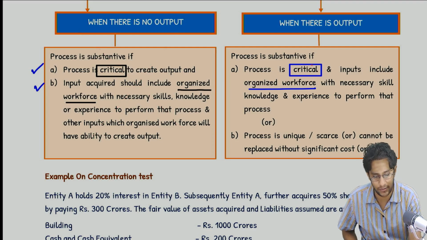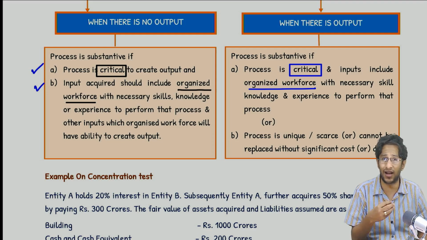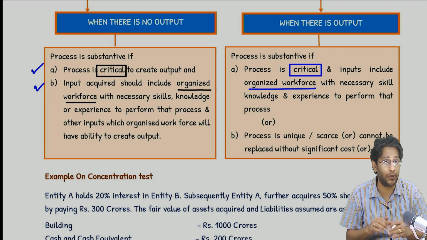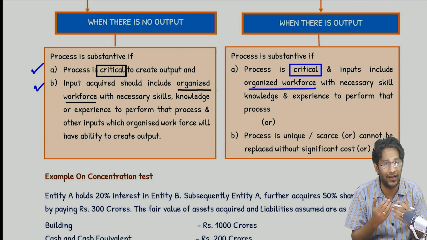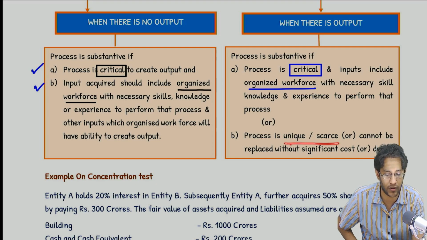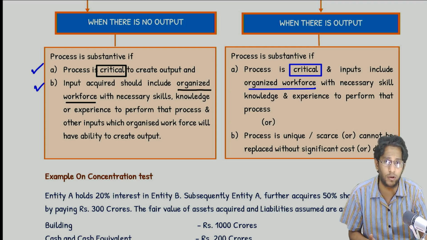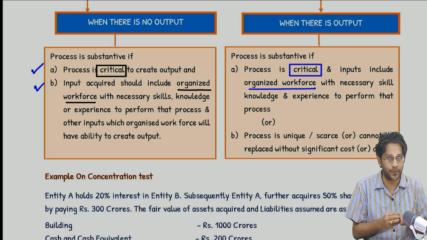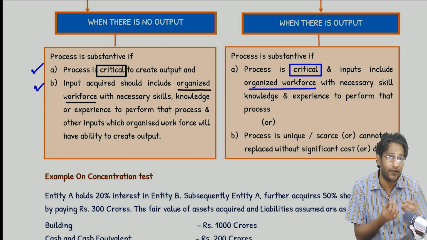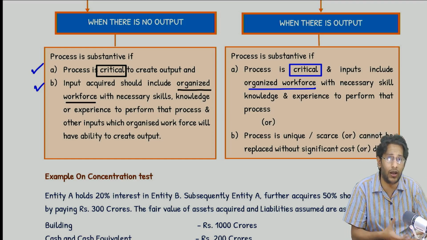Now coming to this case, because there is an output, the standard says that if you are taking over an important process and you say that I don't want to take over organized workforce, the standard says okay, but because you are already generating output, I'll give you exemption here. But the process you are acquiring should be unique or scarce. That means it is such a secret ingredient or secret kind of process you are taking over, for which the process itself is the critical or the most unique process. For that, organized skilled workforce is not necessary. You can manage this with your own employees also.